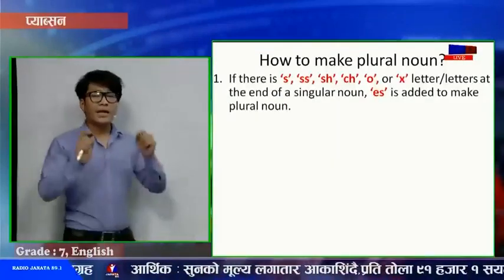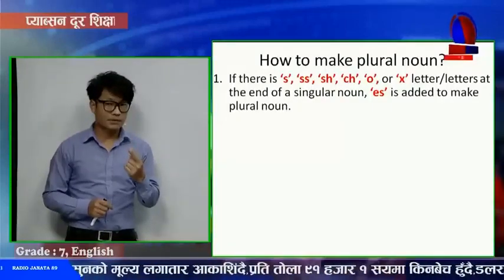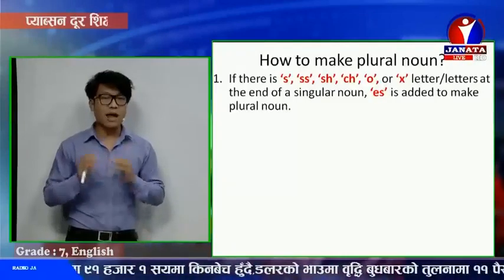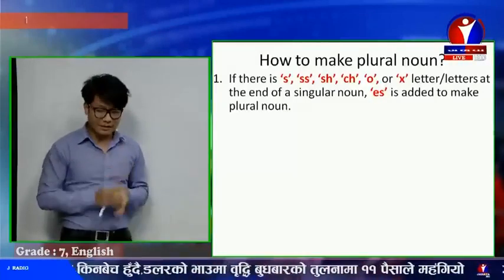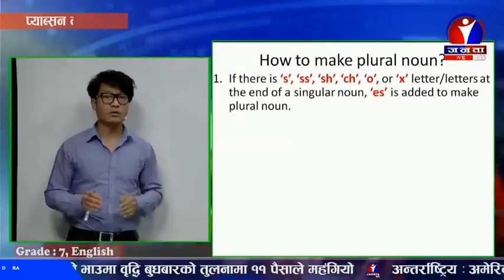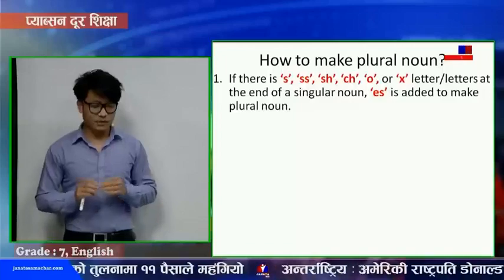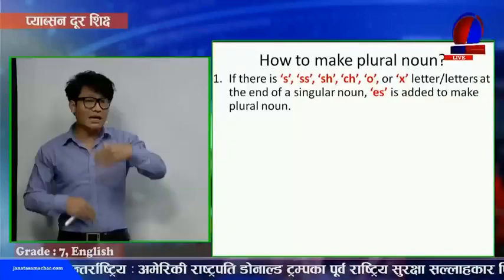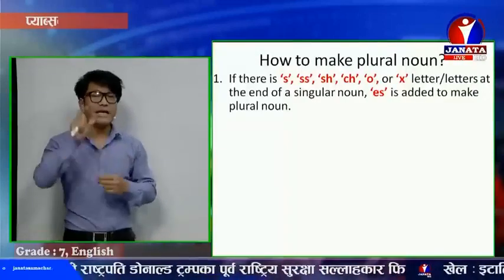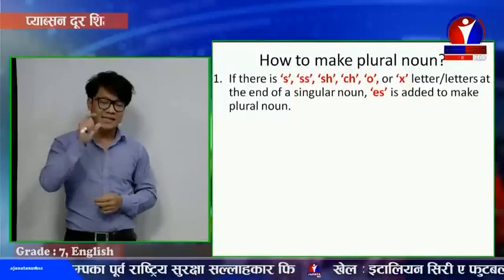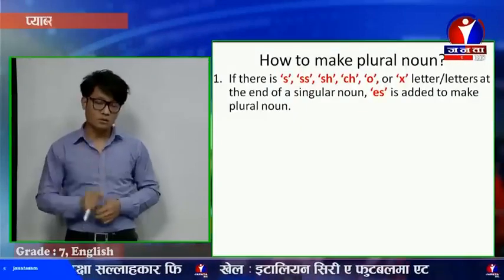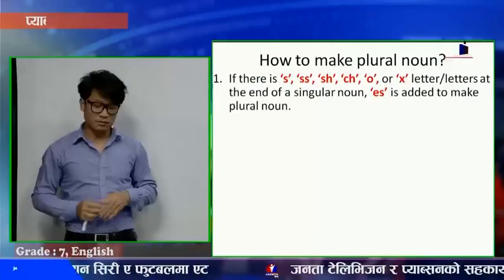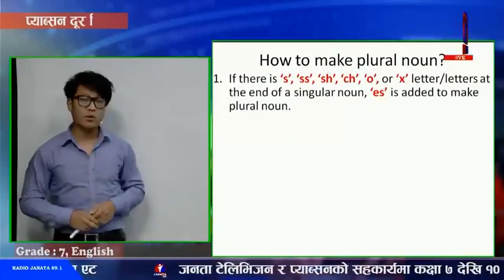See this. If there is s, ss, sh, ch, o, or x letter or letters at the end of a singular noun, es is added to make plural noun. Let me repeat it. If there is s, ss, sh, ch, o, or x letter or letters at the end of a singular noun, es is added to make plural noun.